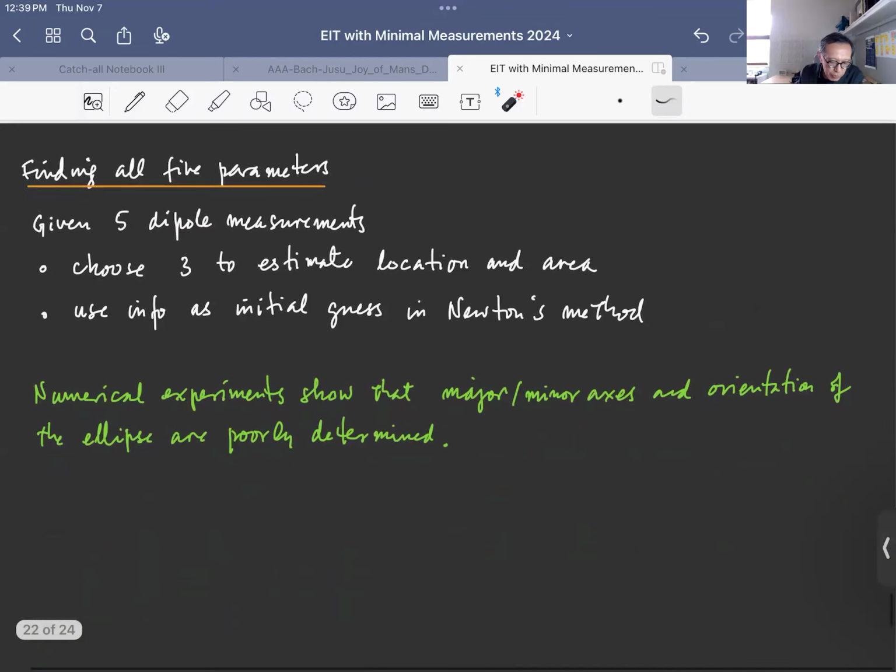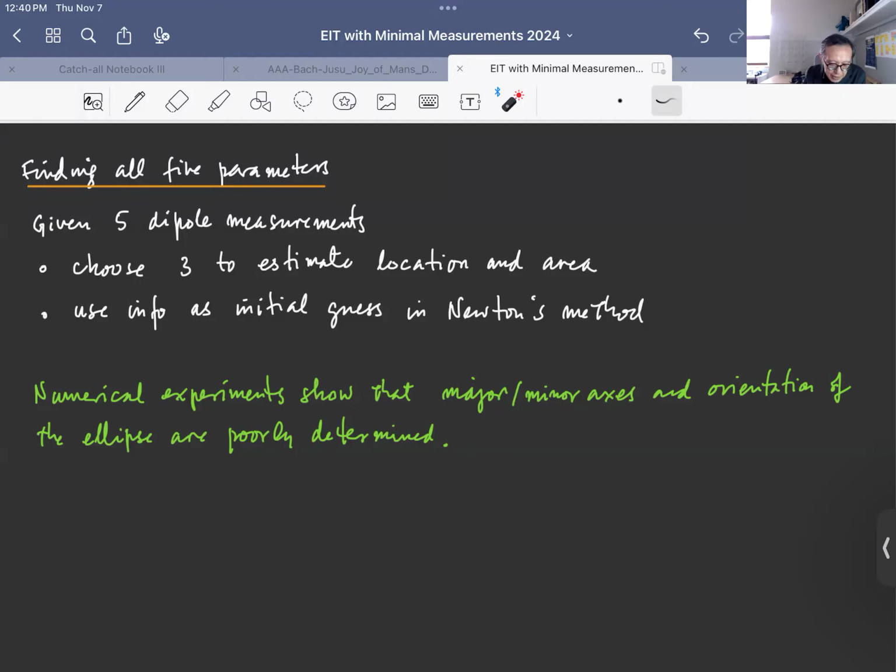When you want to try to find all the 5 parameters, you can come up with the following strategy, which we implemented in our paper. You choose 3 measurements first to locate the elliptical anomaly and its area, and then you use this information that you've gotten as initial guess in the Newton's method and try to get all the 5 parameters.